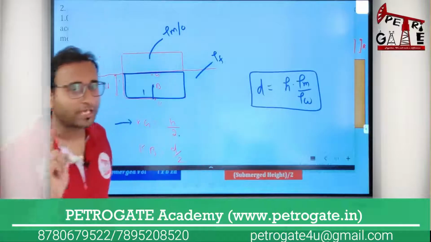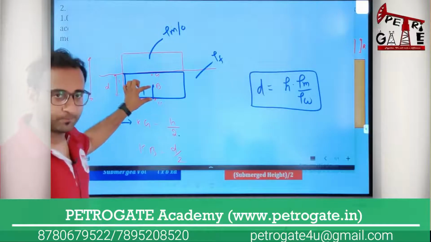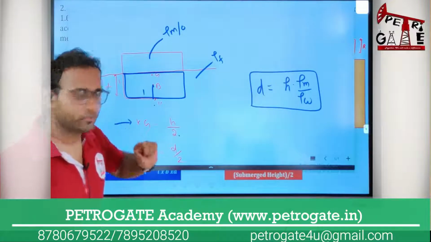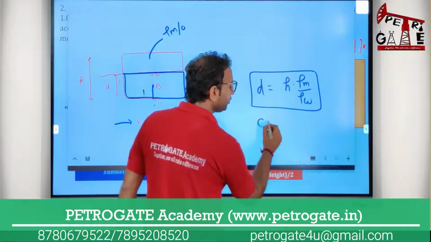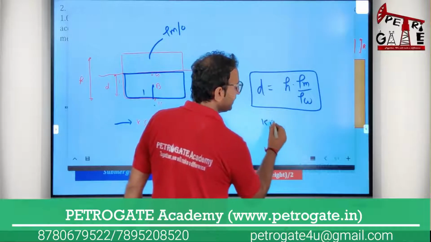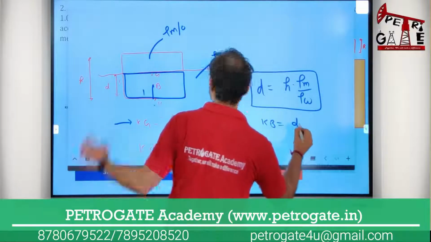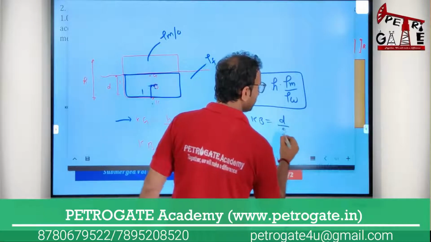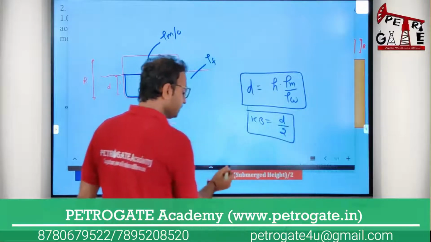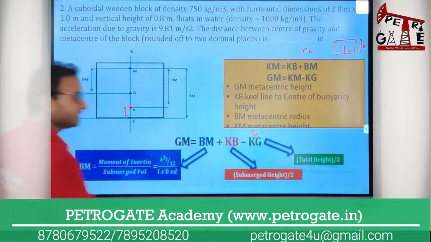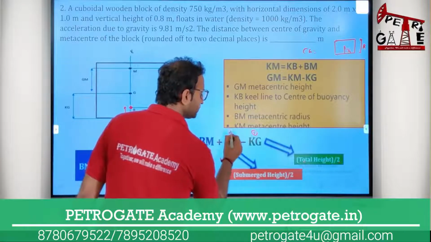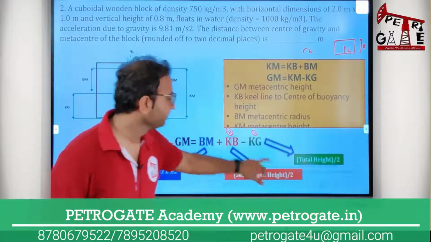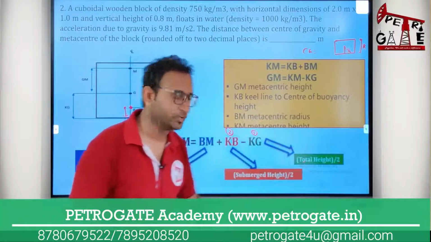And if you want to calculate your KB, the K to B distance, the center of buoyancy, what you will do is KB equals depth by 2. I think you got it. So you must know this formula. Now sir, I think I got this particular point, no problem. How to calculate KB: submerged height by 2. How to calculate KG: total height by 2, no problem.